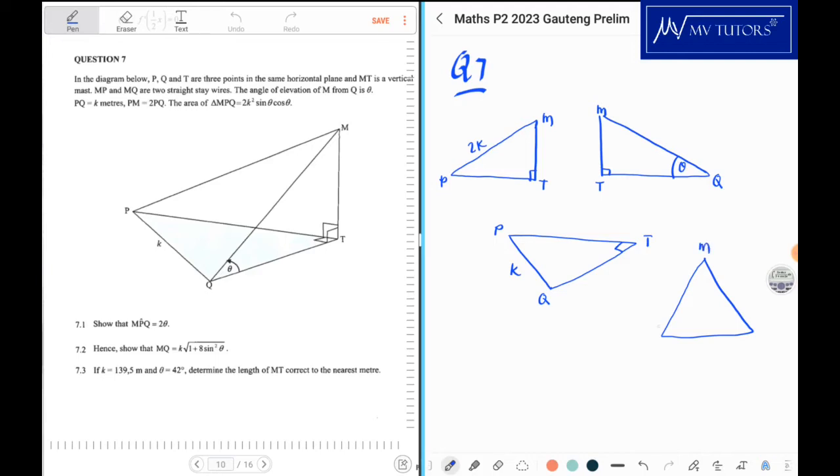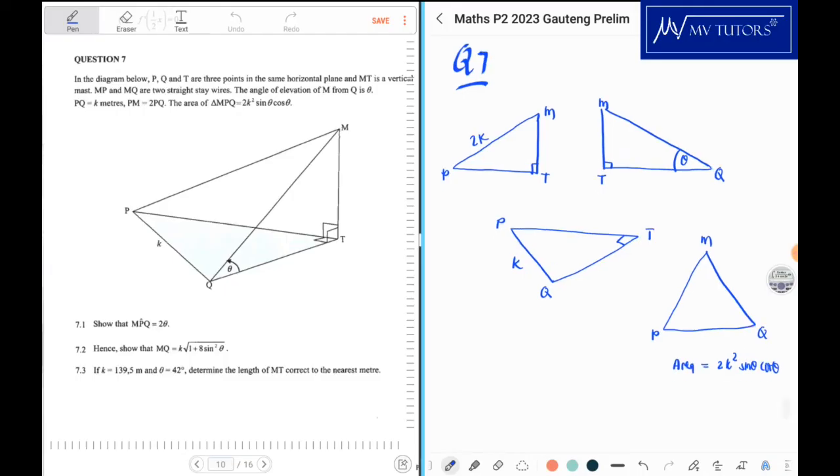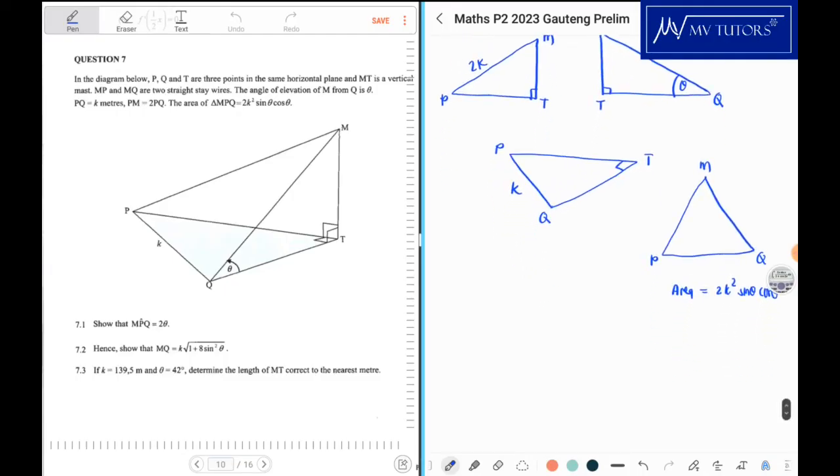So then we have MPQ. So basically the area there is equal to 2K squared sine theta cos theta. All right, now that I have all my triangles, I can go and confidently answer the questions.